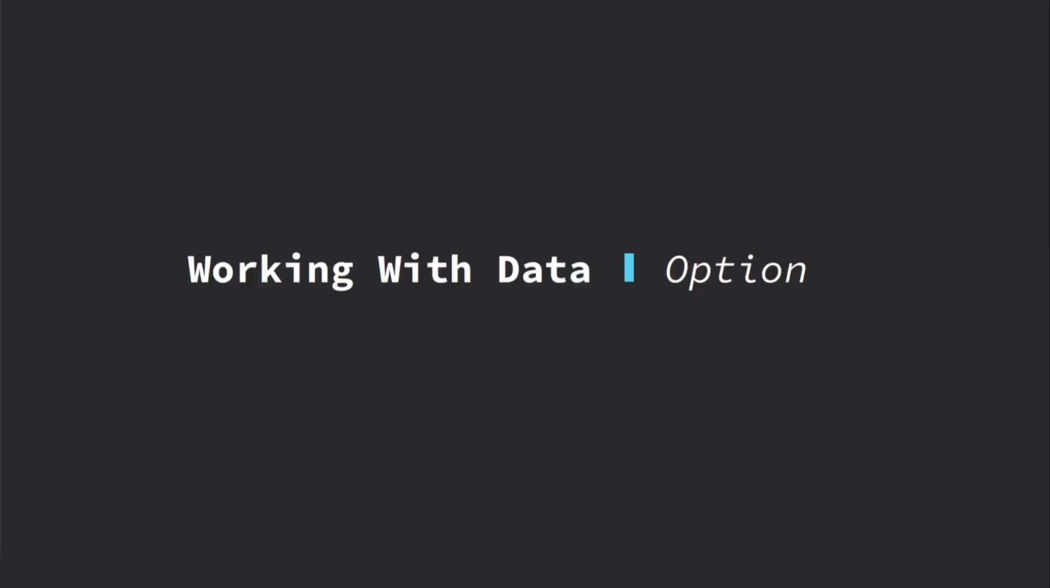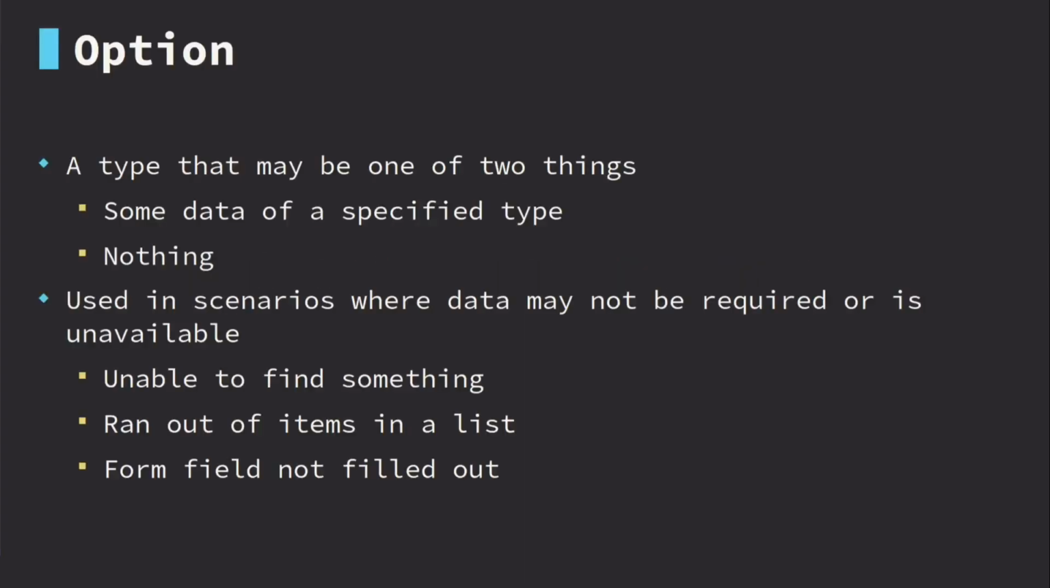In this video, I'll be explaining how optional data is managed using the option type. The option type is a type that may be one of two things. It may be some data of a specified type, or it may be nothing. It's used in scenarios where data may not be required or is unavailable at the time.